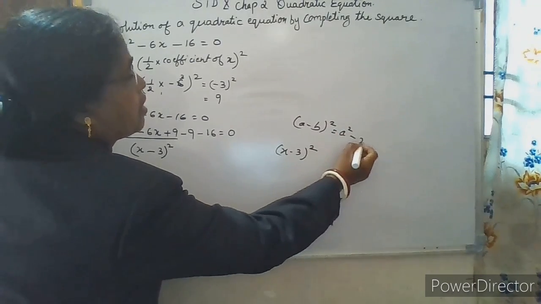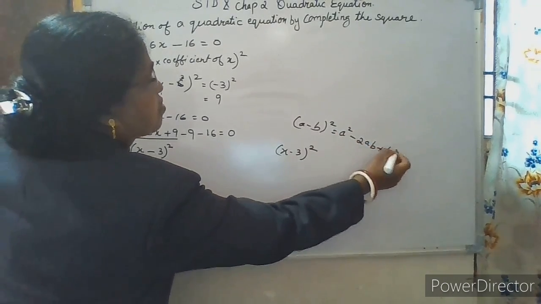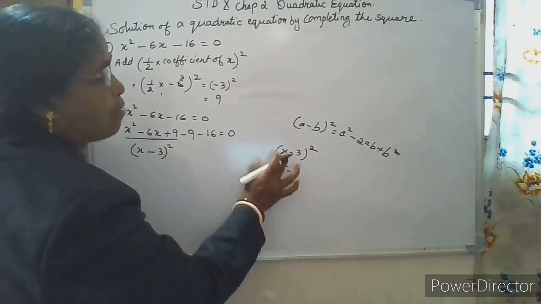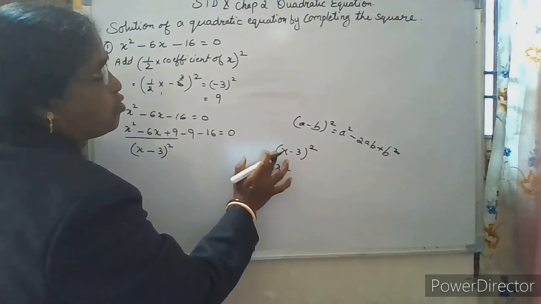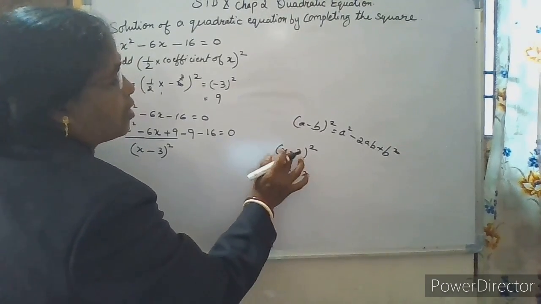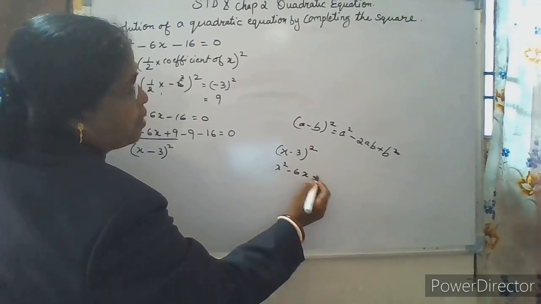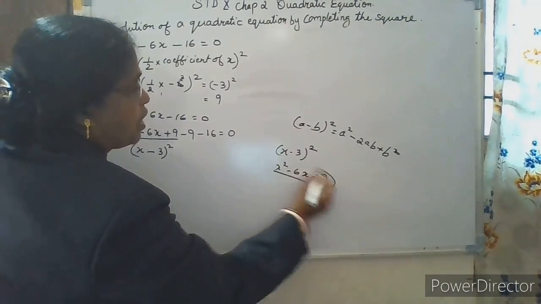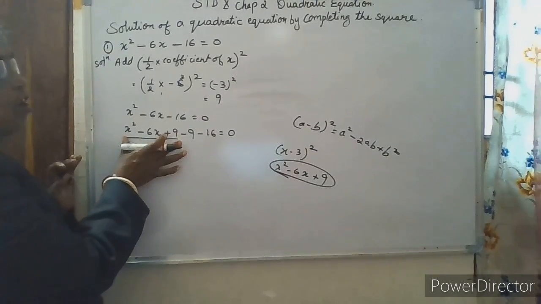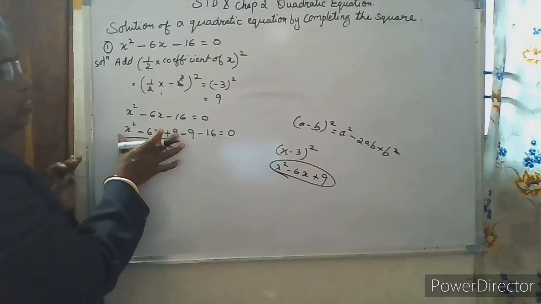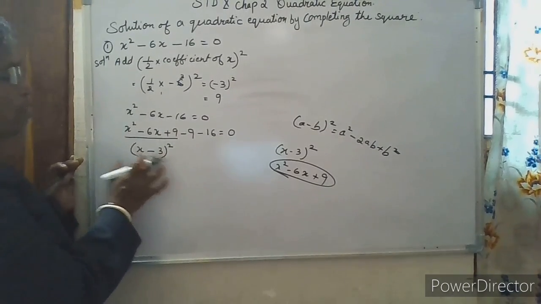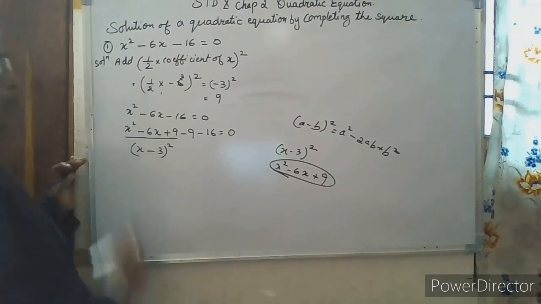It is a square minus 2ab plus b square. So using the same formula here, a square is x square, then minus 2 into a into b: 2 times 3 is 6, 6 into x is 6x. Then plus b square, that is 3 square, which is 9. So we get the same expression here. Therefore this is a perfect square, factorized in short form as x minus 3 the whole square.